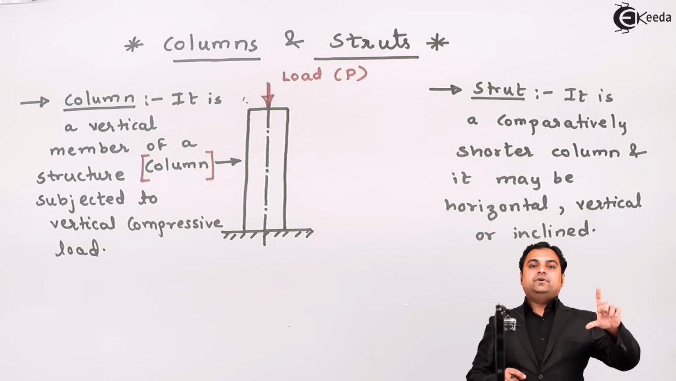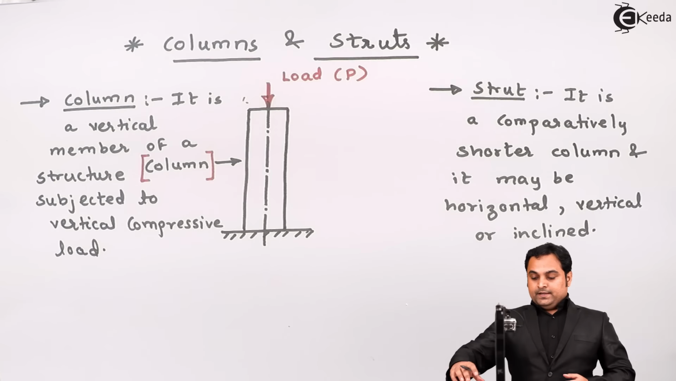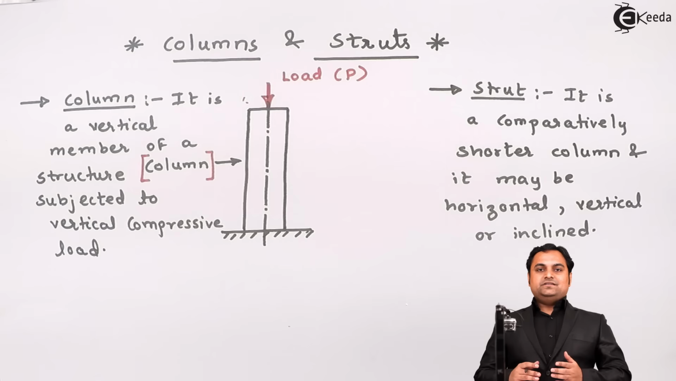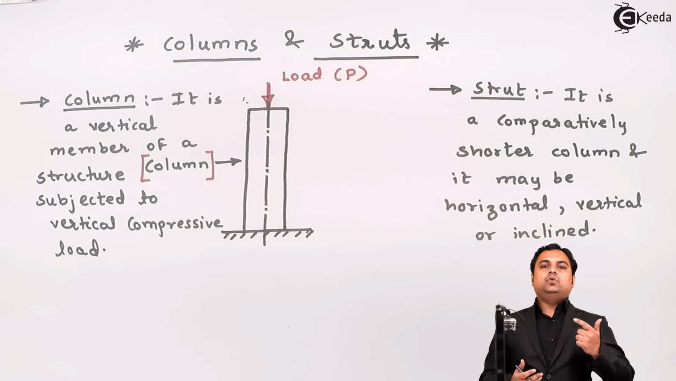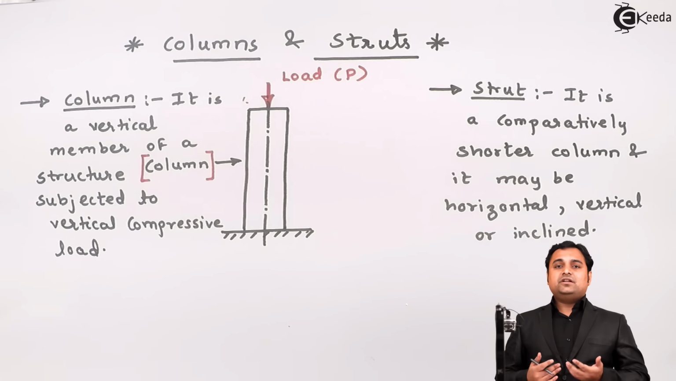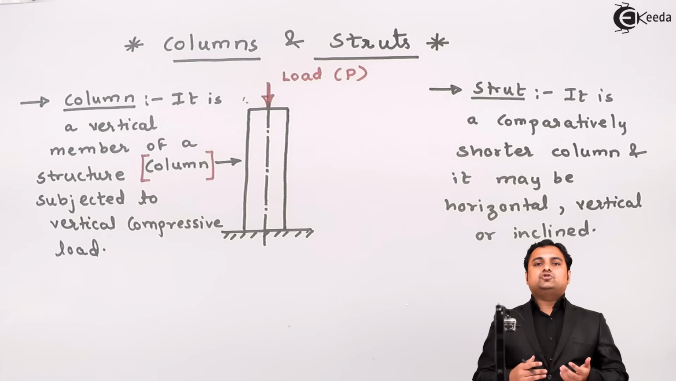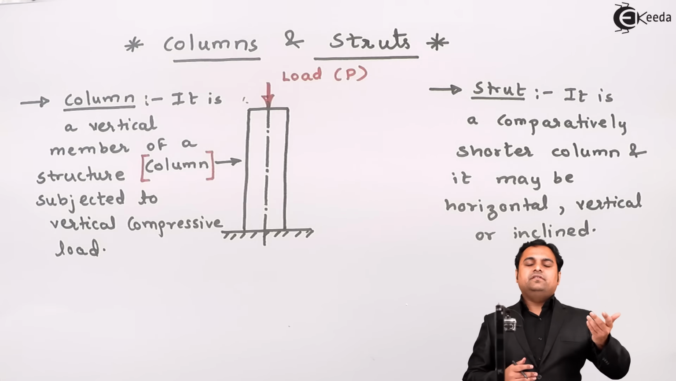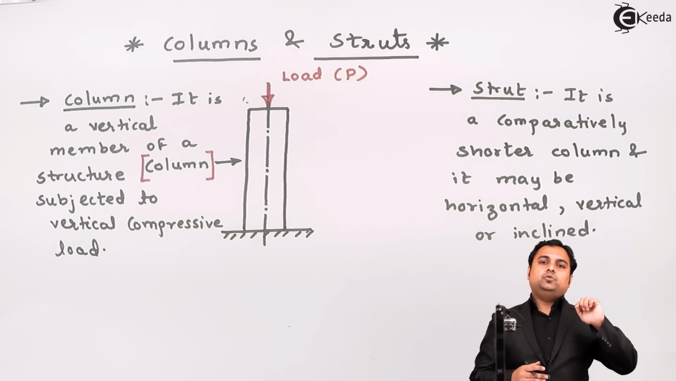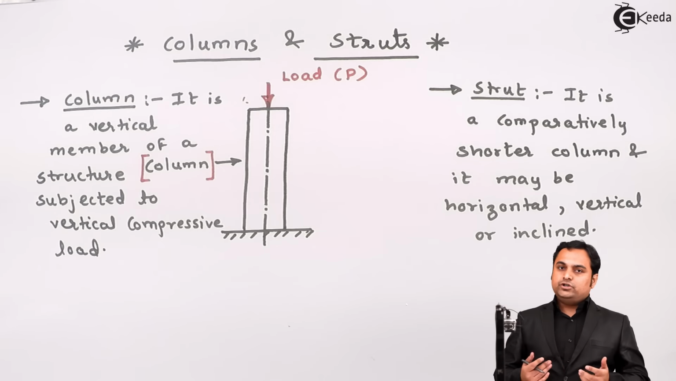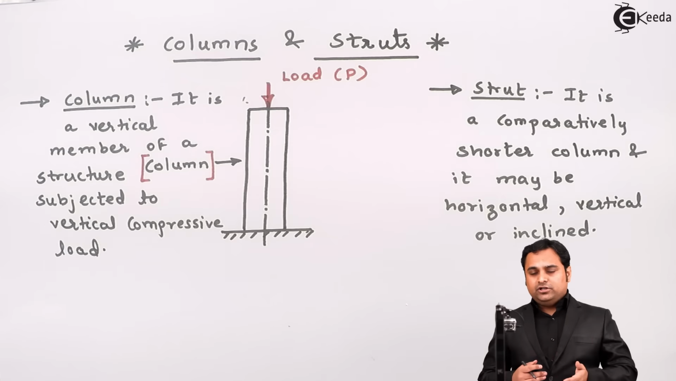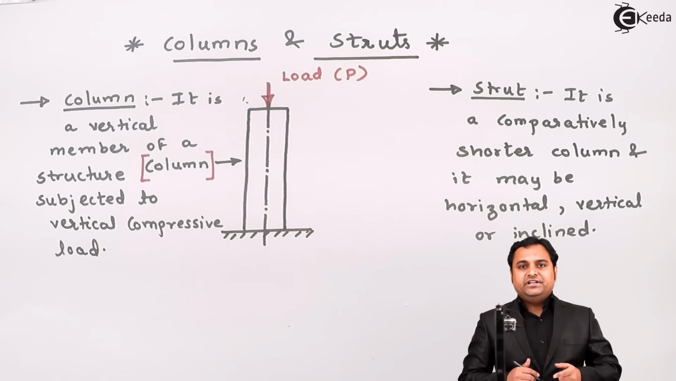Column is a vertical member subjected to compressive load. In case of strut, it is smaller in length as compared to the column, and a strut can be horizontal, vertical or inclined. Struts are basically used in case of trusses or frames. It means there won't be direct vertical load on the struts. The load may be inclined or even horizontal. But in case of columns, the load is purely vertical.